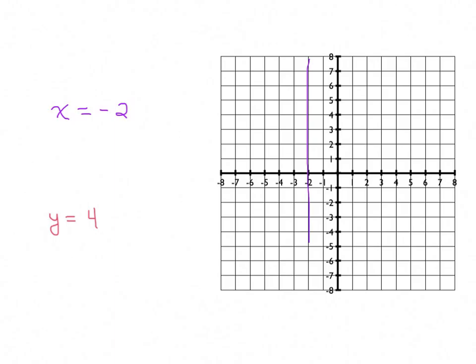So for that, we make a vertical line. And for y equals 4, for the same reason as x, the x equals is vertical, the y equals is horizontal. Notice it only goes through y equals 4. And those are the ways to graph lines.